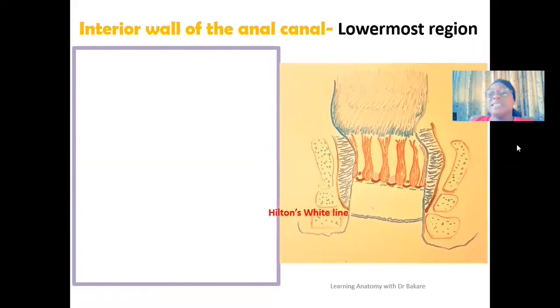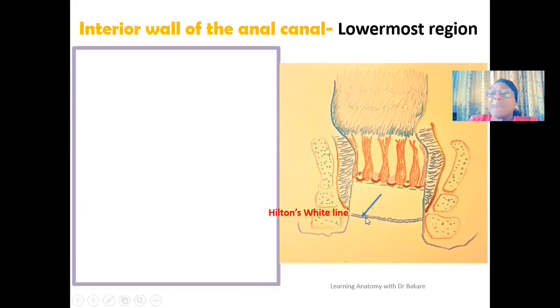Then going to the next region is the lowermost region. The lowermost region is also a subdivision of the lower one-third of the anal canal. Remember that it was initially divided into two sub-regions before the lower part is further subdivided into two. We talked about the middle or the transition part. Now we're talking about the lowermost region of the anal canal. The lowermost region of the anal canal is seen below the Hilton's white line. This is the Hilton's white line.